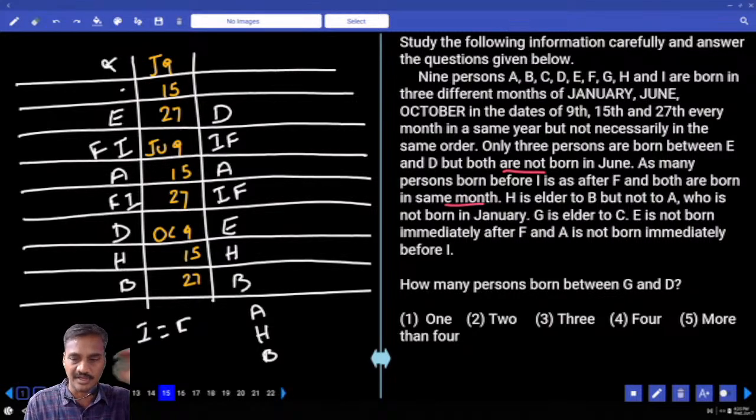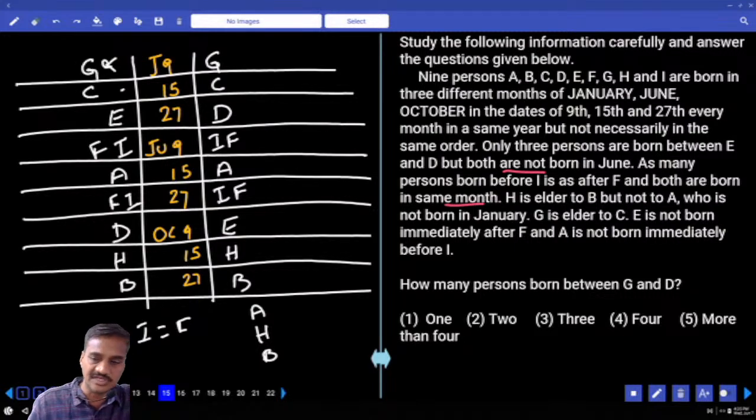Then I and F we have taken, and G is elder to C. Now G is elder to whom? G is elder to C. Now here also G is elder to C. E is not born immediately after F. Hence E is not born immediately after F.